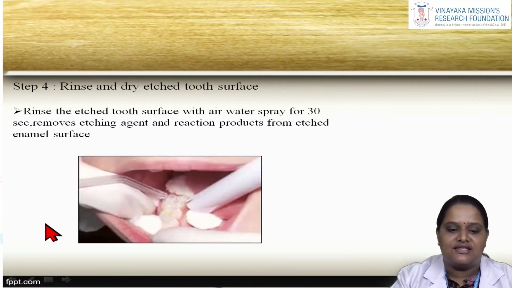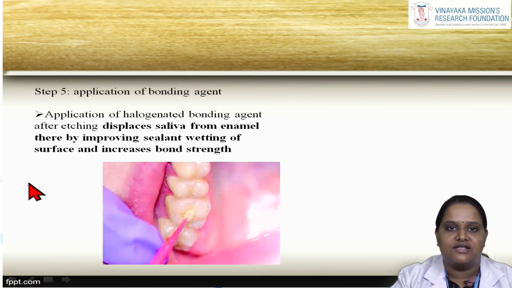So, next is step 4, wherein the etched tooth surfaces are rinsed and dried. Rinse the etched tooth surfaces with air water spray for a time of 30 seconds. This removes the etching agent and the reaction products from the etched enamel surfaces.